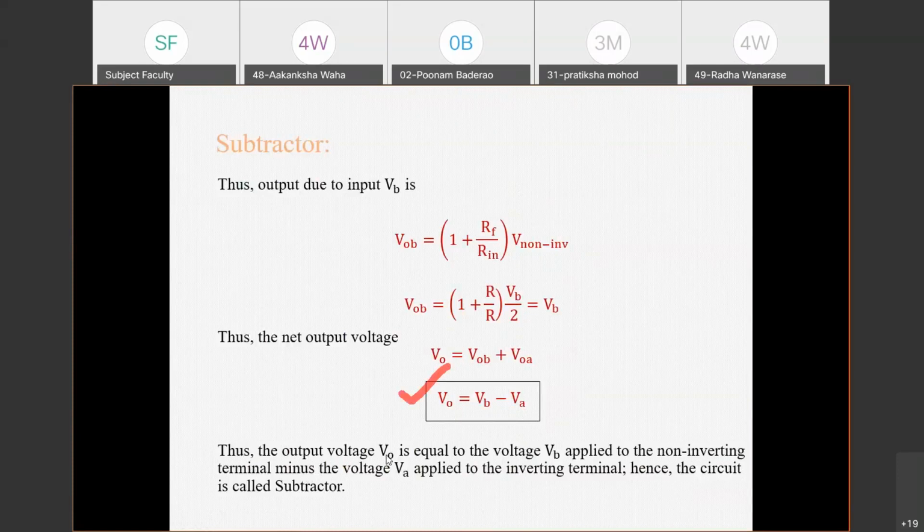Thus, the output voltage VO is equal to the voltage VB applied to the non-inverting terminal minus the voltage VA applied to the inverting terminal. VB is the voltage at the non-inverting terminal and VA is the voltage applied at the inverting terminal. Hence, this circuit is called a subtractor. Is it clear?